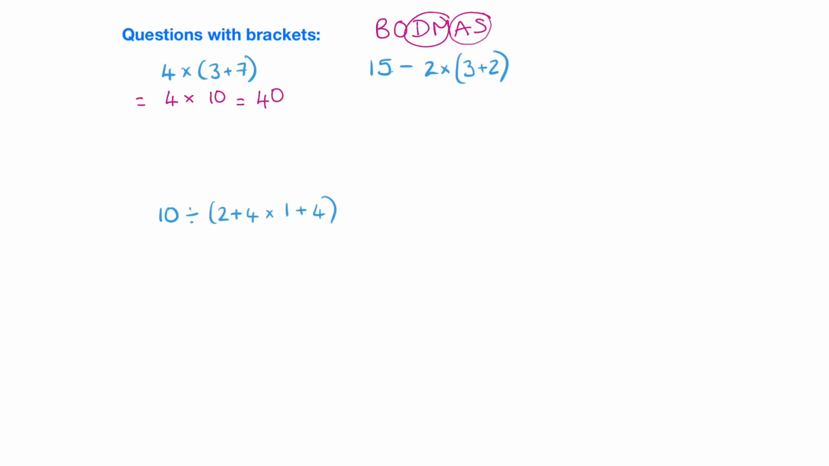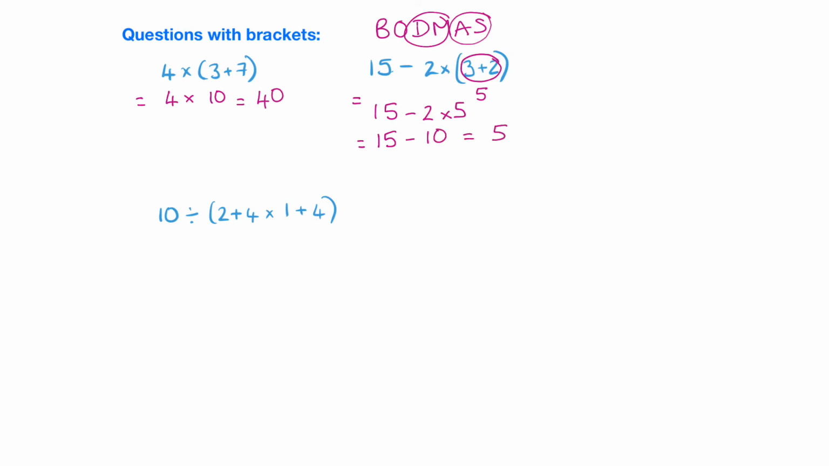A little bit more complicated for the next one now. So the bracket has to be done first. So the value of the bracket is 5. So what we're working out is 15 take away 2 times 5. Then the multiplying has to happen before the subtracting. So we're doing 15 take away 10, which is 5.